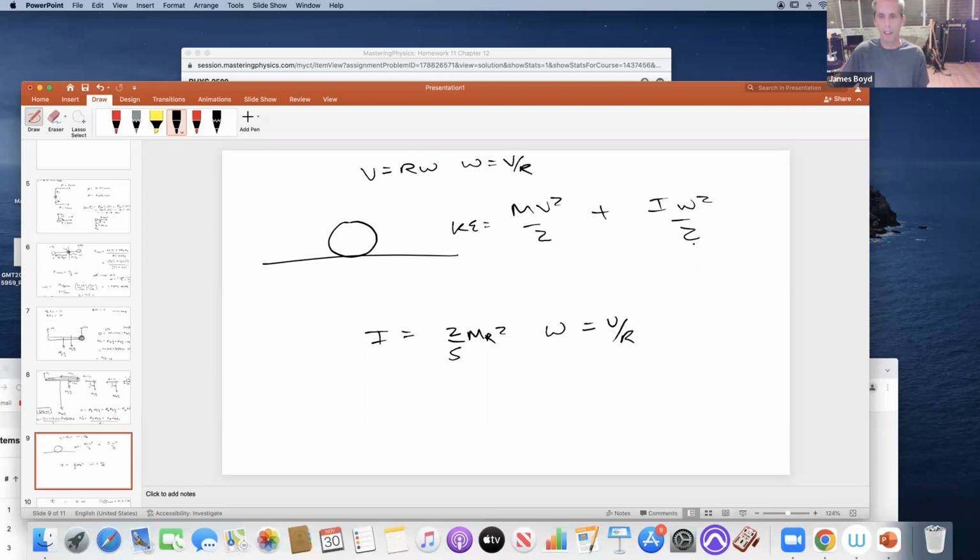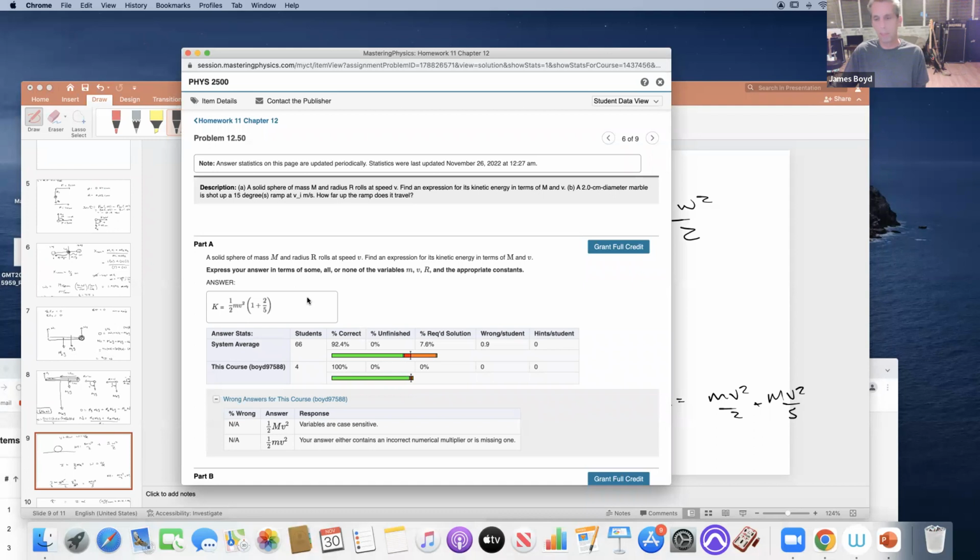So if we plug that in, what we get is 2/5 m r squared all over 2 times v squared over r squared. The r's cancel, one of the 2's cancels, and I get mv squared over 5. The total kinetic energy is mv squared over 2 plus mv squared over 5. They multiplied by 2 over 2.